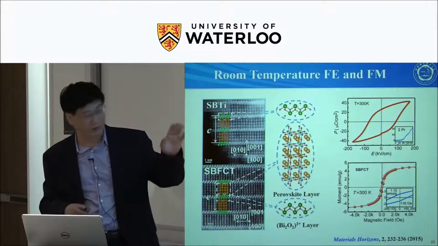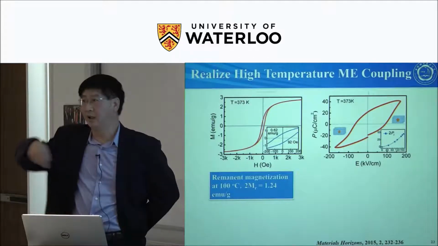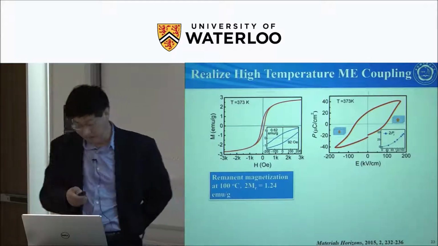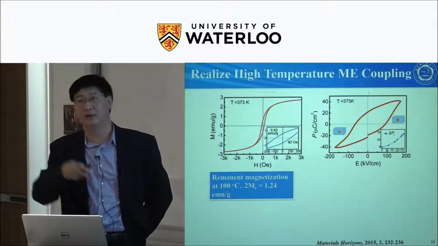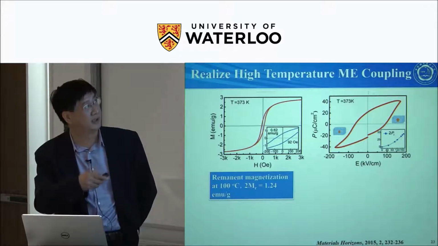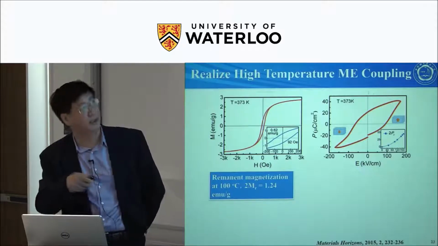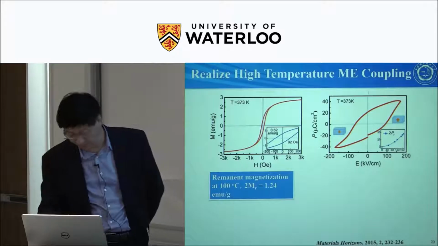So now we want to check above room temperature, how high this can go. We elevate the temperature 100 degrees higher than room temperature, to 373. We still have FM and FE, good enough properties. So this is the number.